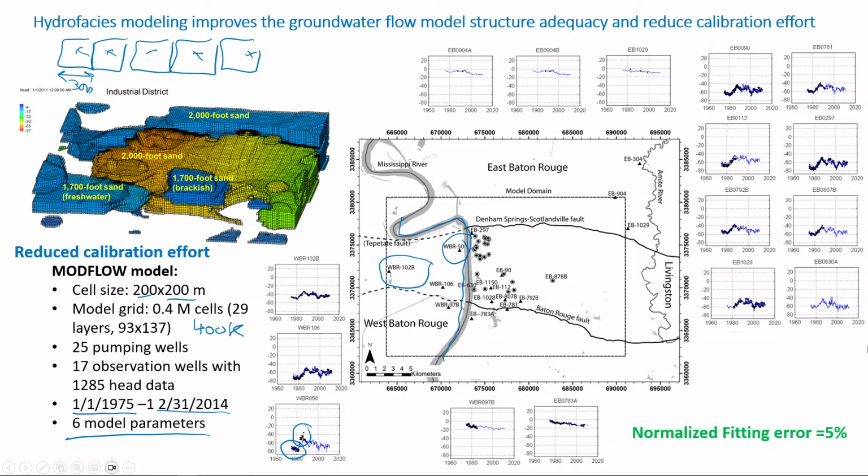It's an actual very good representation of the field condition, and you can visually see how whatever head I am observing in the field, my model can represent. So now the flow, the transport, all the processes simulated by this model are expected to represent field conditions with an error of about 5%.